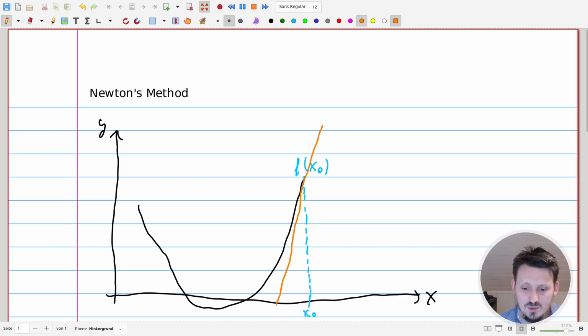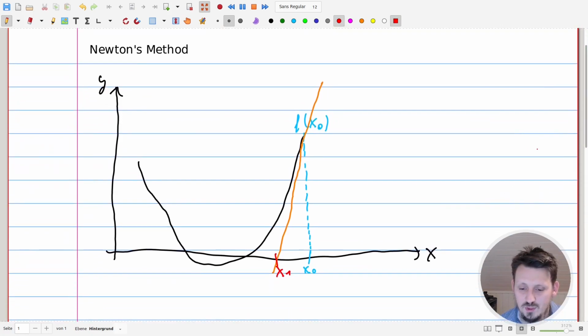And then you see this tangent is intersecting the x-axis. Maybe I use another color again. This position we call x1. Again, we can also calculate the function value of x1, and this would be f of x1. And then we can draw another tangent through this point here. Maybe this will look something like that.